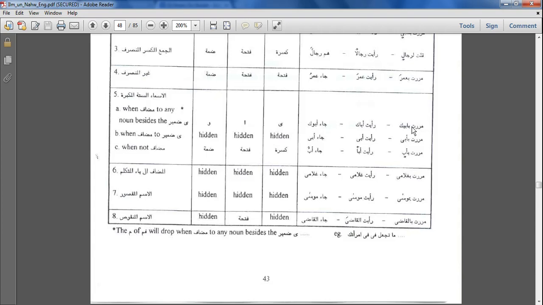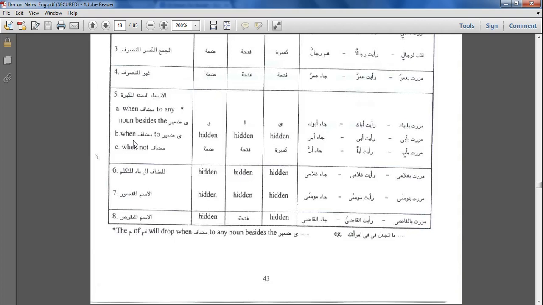Here, abika, it's majroor, because it is followed by harful jar, so therefore it is in the jarri state, so it's expressed by a ya. But remember, this only happens when there is idafa taking place to either a dhamir or a proper noun, or any noun for that matter.